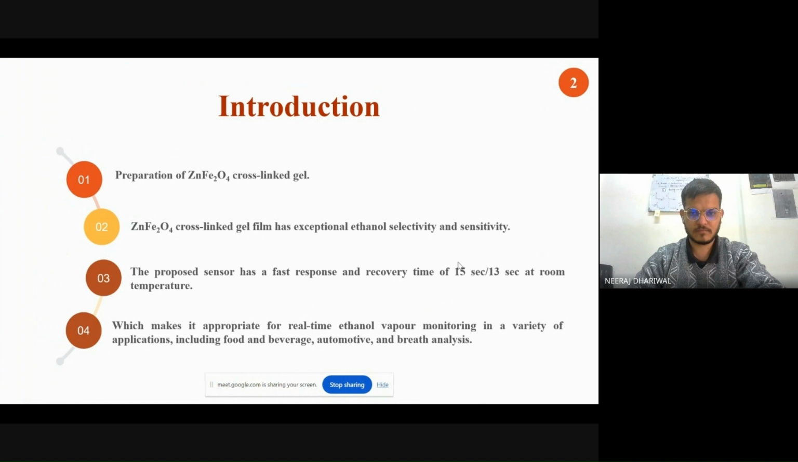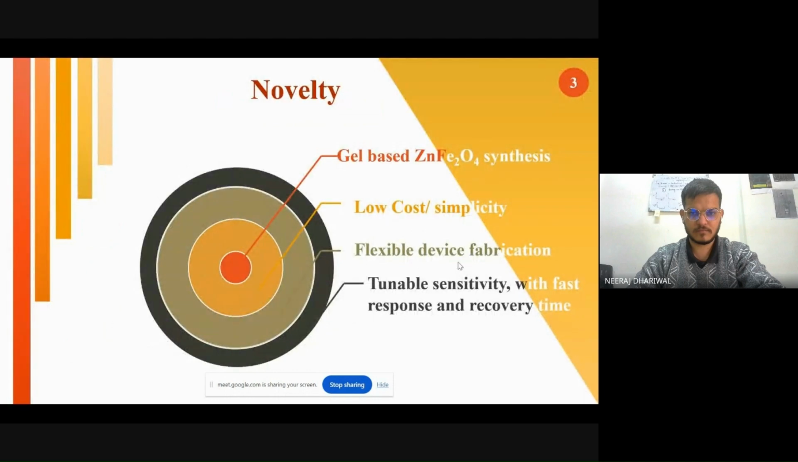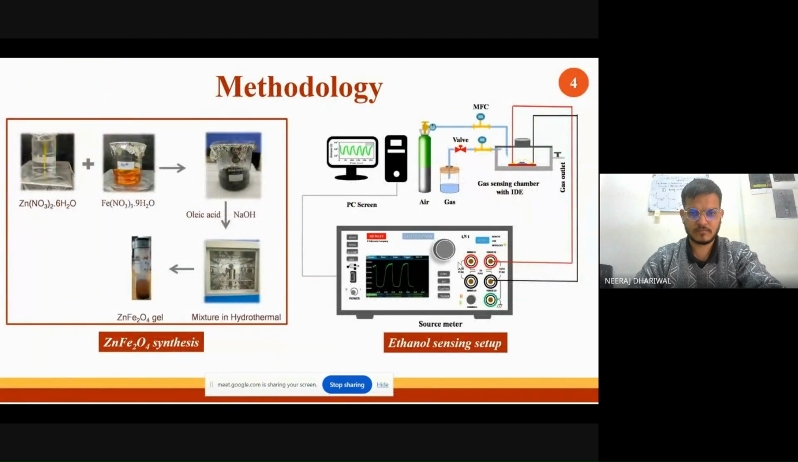The sensor has a good response time of 15 seconds and a recovery time of 13 seconds at room temperature, which is quite fast. This sensor is used for real-time ethanol vapor monitoring, including in food and beverages, automotive companies, and breath analysis as well. We will be discussing this in the results section. Coming to the novelty part, this gel-based zinc ferrite synthesis is novel. Also the low cost, simplicity, flexibility of the sensor, and the tunable sensitivity with faster response and recovery time.